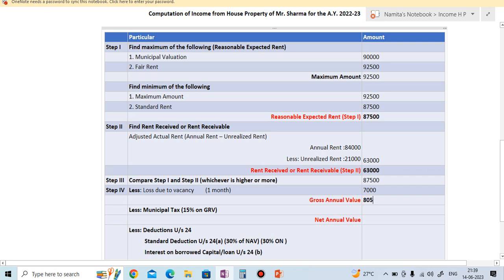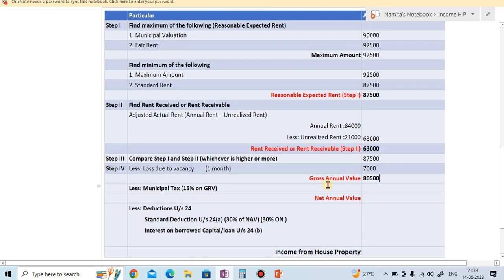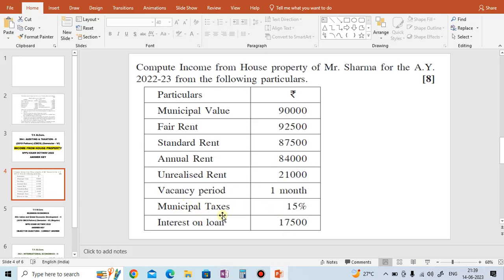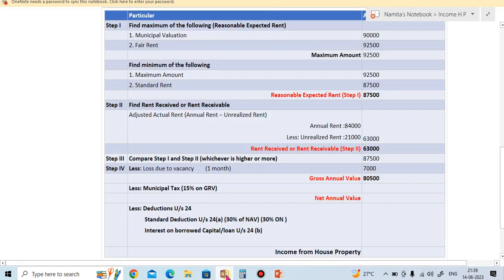Okay, we got 80,500. This 80,500 is the gross annual value. Okay, now from this gross annual value less municipal tax. See, in the question municipal tax is given. How much is the municipal tax? 15%, and this 15% tax is paid by the owner. So we have to reduce it from the gross annual value. So 15% of gross annual value.